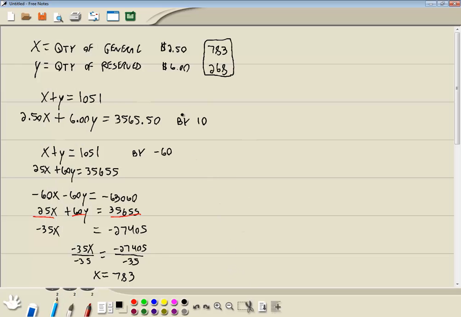Now we could also do this on the calculator. If you have never seen how to do this on the calculator using matrices, don't try to learn now. But for those who have seen it, we're going to drop our x's, y's, and equals, keep the numbers and their signs. So I got 1, 1, 1051. 2.5, I'll drop the 0 at the end. 6, and 3565.5. And that's what we're going to put in our calculator.